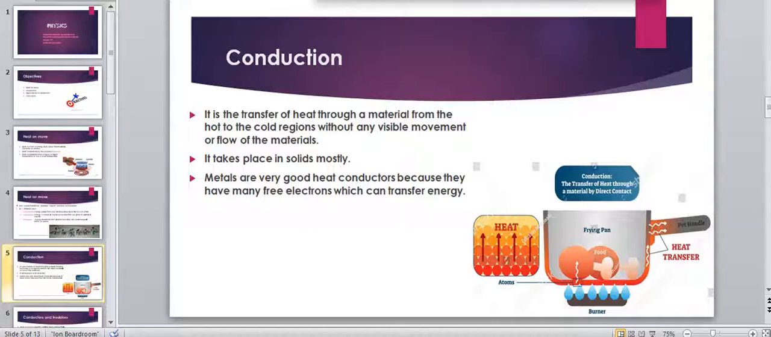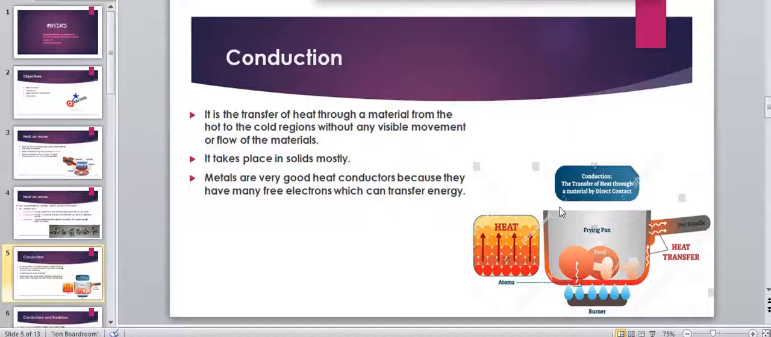And metals are very good heat conductors because they have many free electrons which can transfer heat. So whenever you heat the object, the molecules of that object start to vibrate, and in this way the electrons absorb the heat and start to flow or move within the object, thereby heating the whole object. So conduction mostly takes place by direct contact.